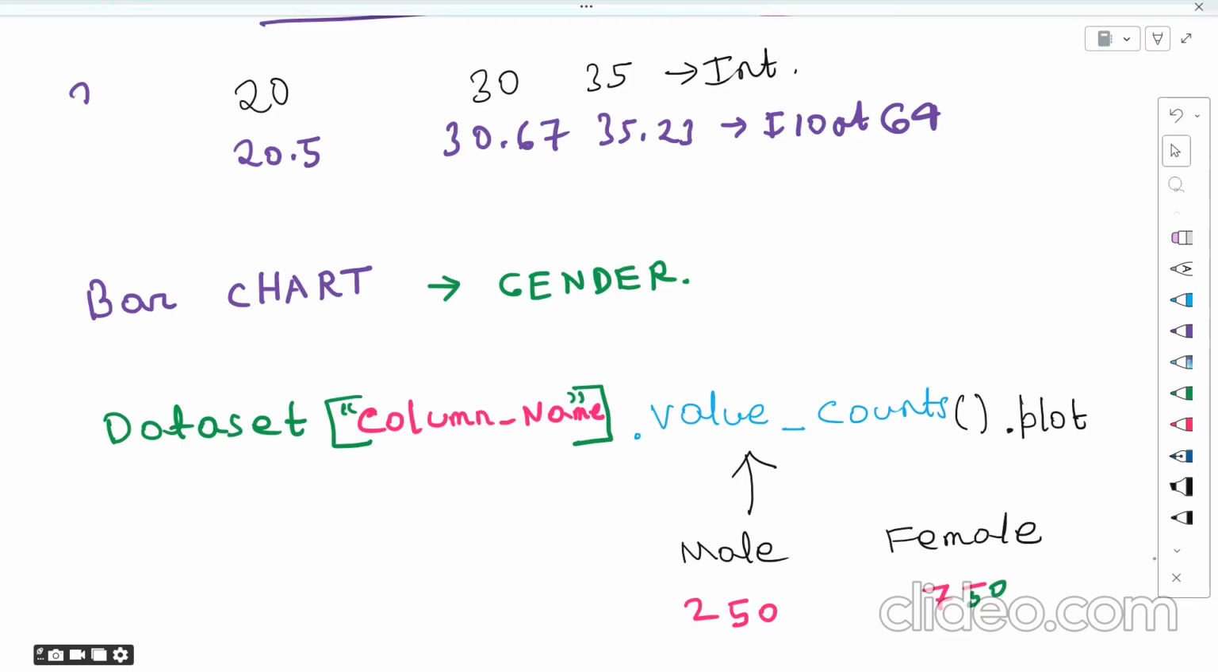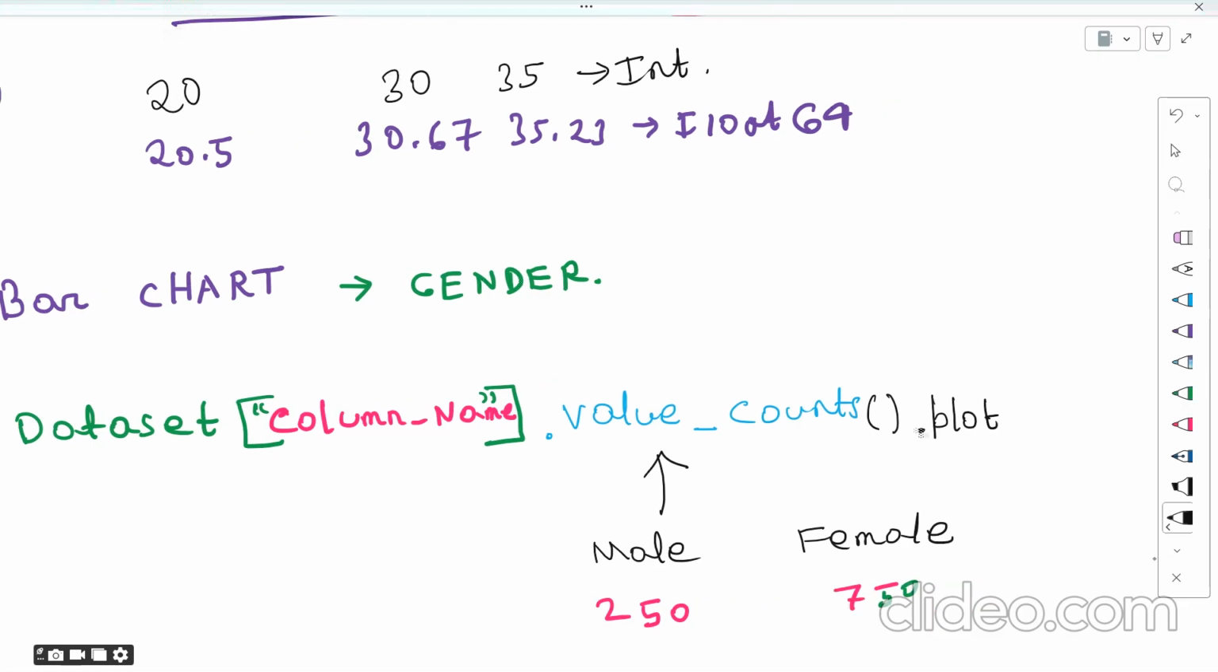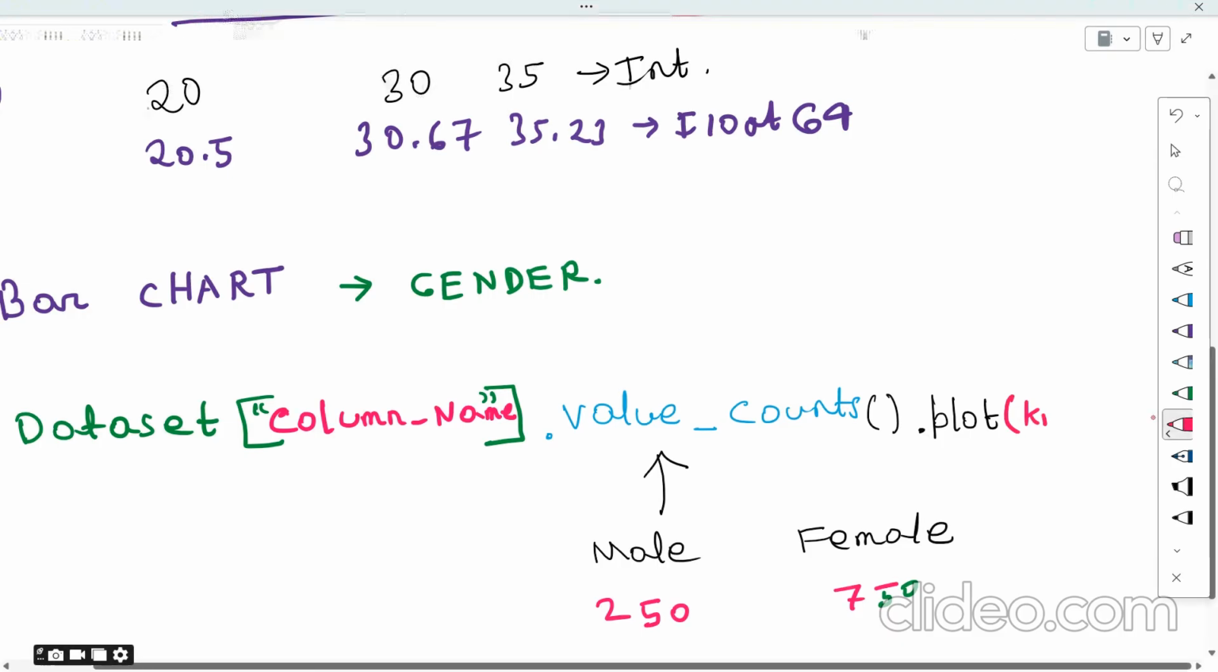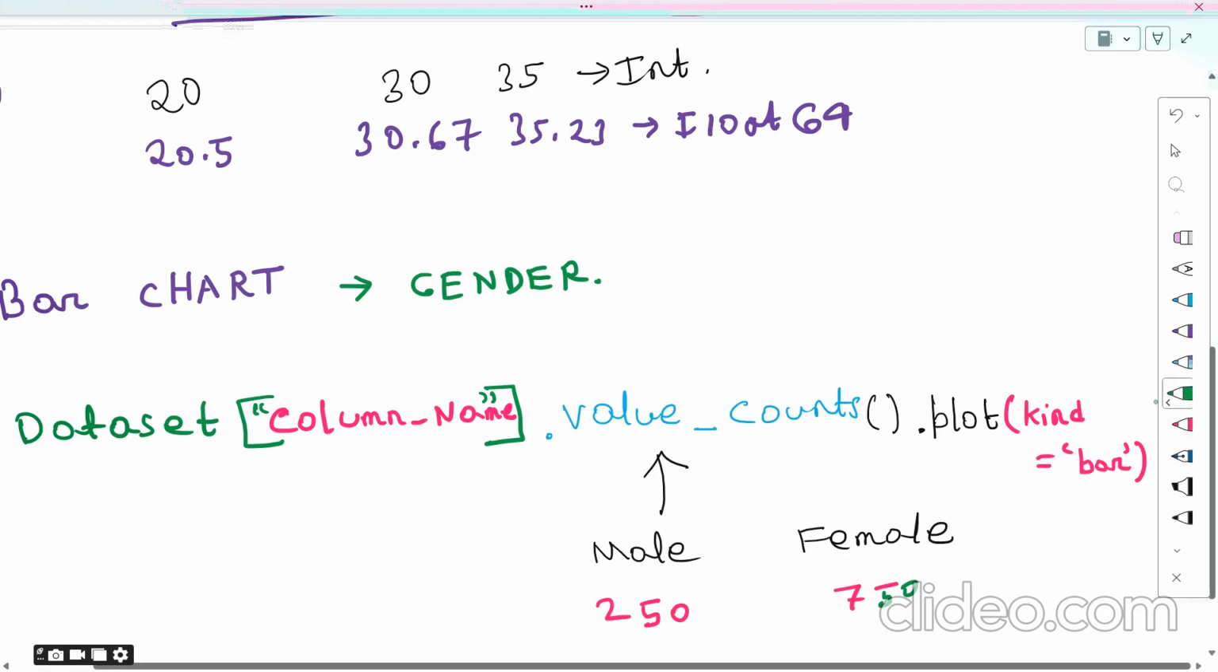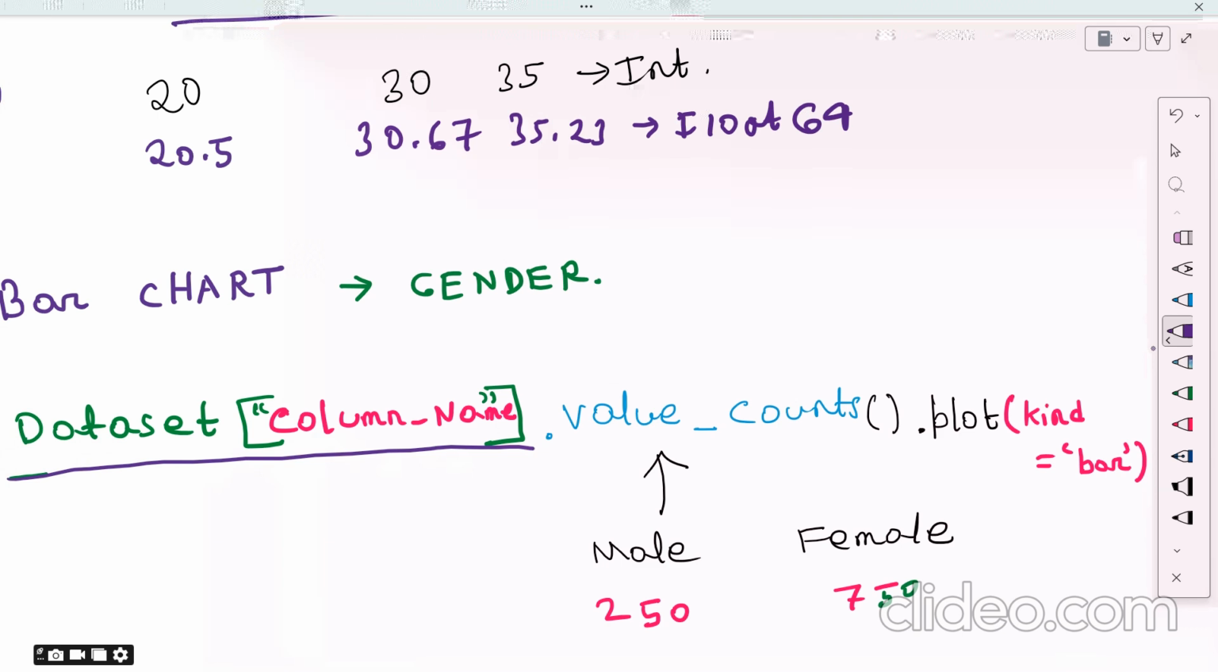Okay, and after writing dot plot, you just have to give, within a bracket, kind equals to bar, that is, you want a bar plot. Kind equals to bar within a single quotation, and you have to close it. So there are 3 parts of the code. By the first part, you are giving the information of the variable, that this is the dataset name, this is the variable name upon which I want to do the operation.